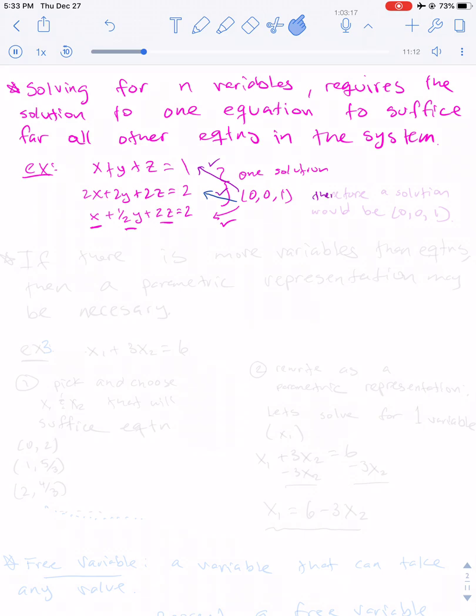Therefore, a solution to the system would be 0, 0, 1. And this is just a random example. I just try to make it as easy as possible. But that's the concept of a solution. And a solution has to work for all three of them. That's the gist.